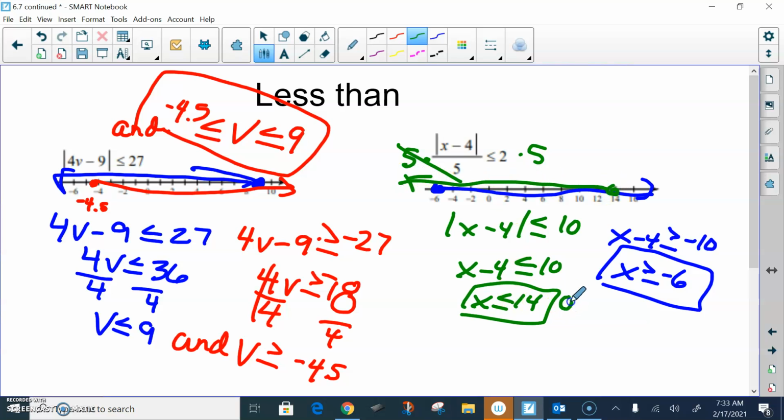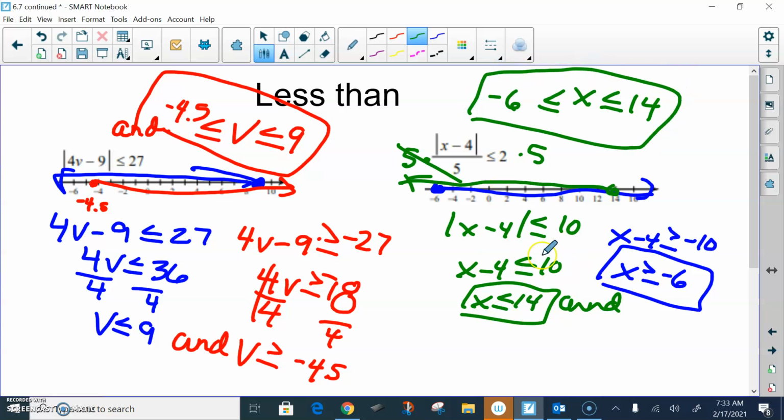So again, it's an and situation. It's going to be those two. If you want to write it as one, you put the x in the middle. You use less than or equal to signs. You use the lower number on the left, the higher number on the right, and that would be our solution.